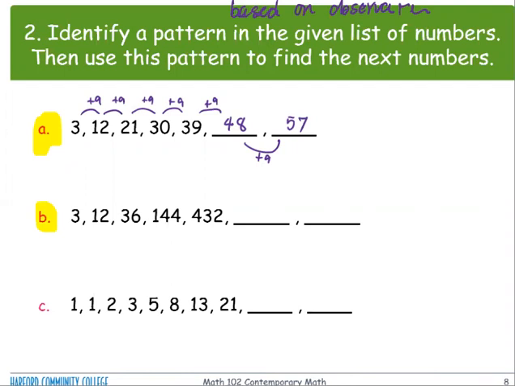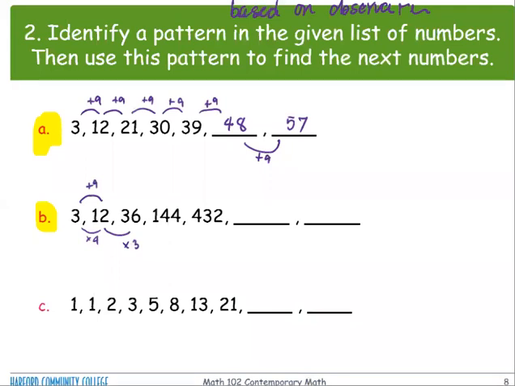So 3 and then 12. It could be added by 9 like before. It could be multiplied by 4, right? Okay. And how about 12 to 36? What happens? It's multiplied by 3, right? 12 to 36, that's multiplied by 3.